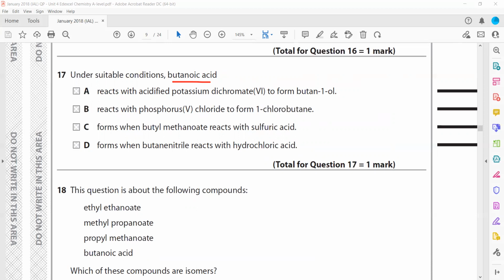So when we check the option, why A is not correct? Because butanoic acid cannot be oxidized. Because this potassium dichromate is an oxidizing agent, but acid cannot be oxidized, acid can be reduced. So that's why A is not the right answer. React with phosphorus pentachloride to form 1-chlorobutane. Why B is not correct? Because butanoic acid reacts with PCl5, but chlorobutane is not the product. It will form acyl chloride.